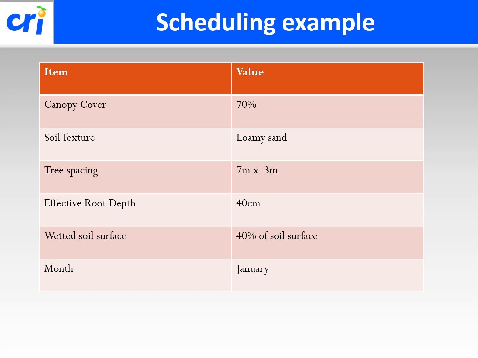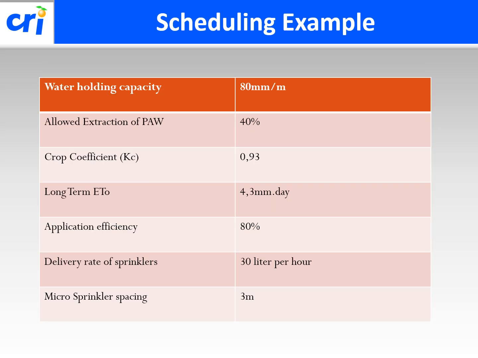The month that we want to calculate the irrigation schedule for is January. The lab analyzed the soil and a water holding capacity of 80 millimeters per meter is reported. January is in cell expansion, and according to the phenological stage, 40% extraction of plant available water is allowed. The long-term ETO value for January in Letsatele is 4.3 millimeters per day. It's micro-irrigation, so the application efficiency is 80%. The delivery rate of the sprinklers is 30 liters per hour, according to the design, and the sprinklers are spaced 3 meters apart, thus a sprinkler between each tree.